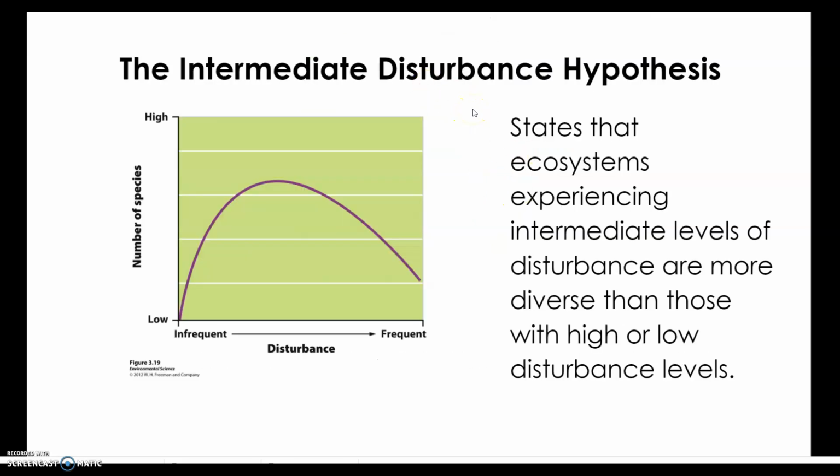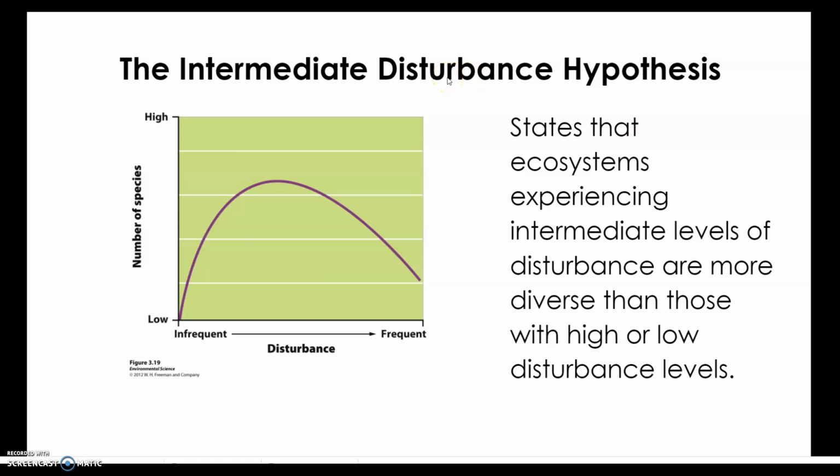Now, this is the last slide for this part of the presentation. So the intermediate disturbance hypothesis is an important one. Think about what the word intermediate means. Intermediate means kind of medium, right? In between. Disturbance, something's happened.